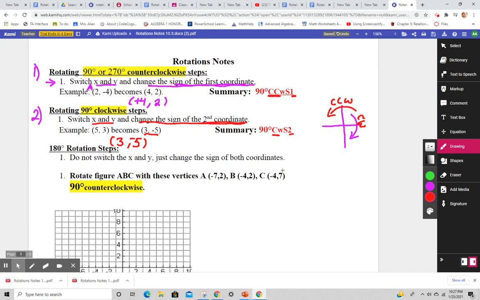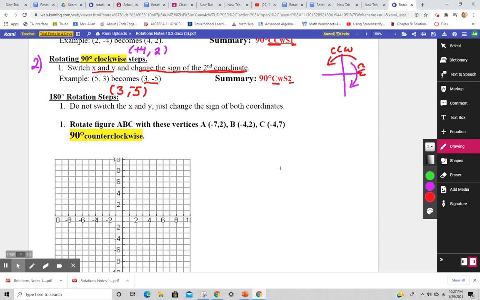All right, so let's go ahead and start putting this into practice. Actually, this is the last rule, rule number 3, 180-degree rotation. And I think this is the easiest one. It says do not switch X and Y. Just change both coordinates. That's it. Okay? All right, so let's go ahead and put these rules into practice.